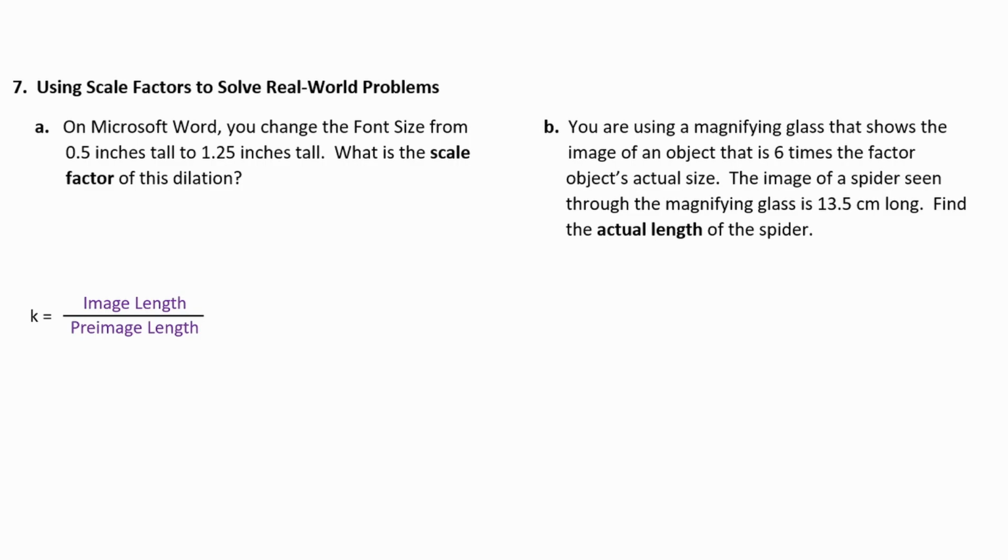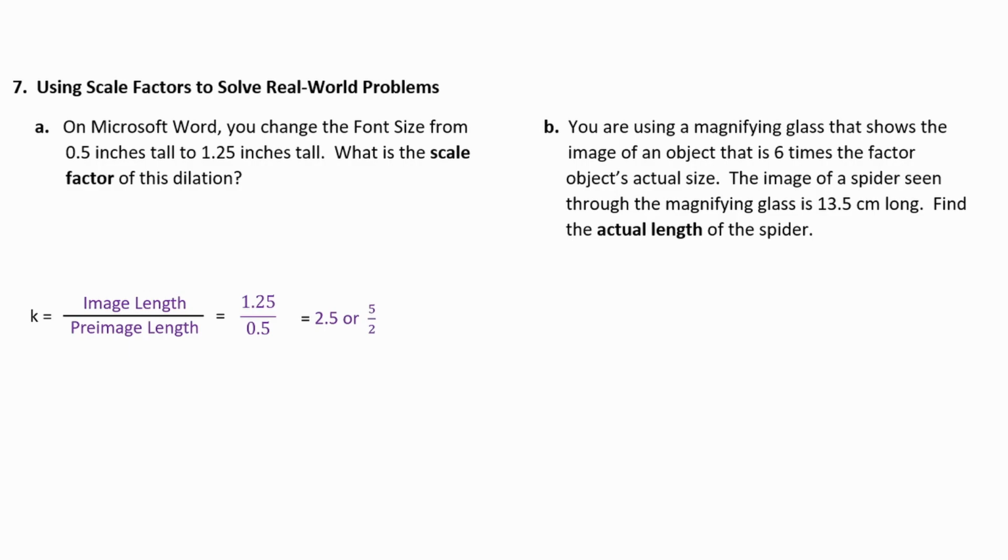So using this, if I plug the values in, 1.25 inches is my image length. That's my final length after I've changed the font size. 0.5 inches tall is where I started. And so for this, my scale factor is going to be 2.5 or 5/2. So if you want to represent it as a fraction, it would be 5/2. If you want to represent it as a decimal, it would be 2.5.